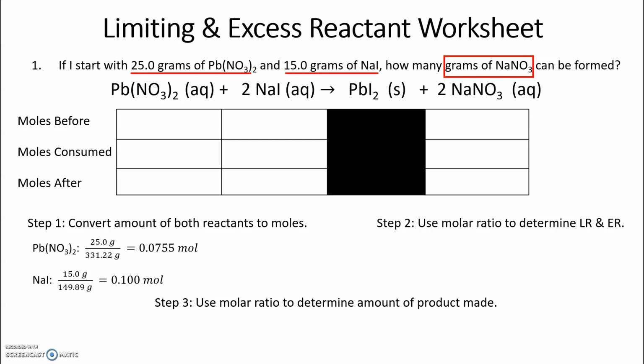Next, we'll convert our grams of sodium iodide to moles. So we're starting out with 15 grams of that reactant. We'll divide it by its molar mass of 149.89, and we end up with a total of 0.1 moles.